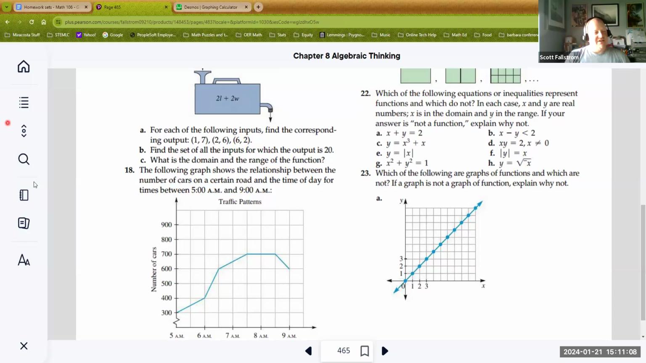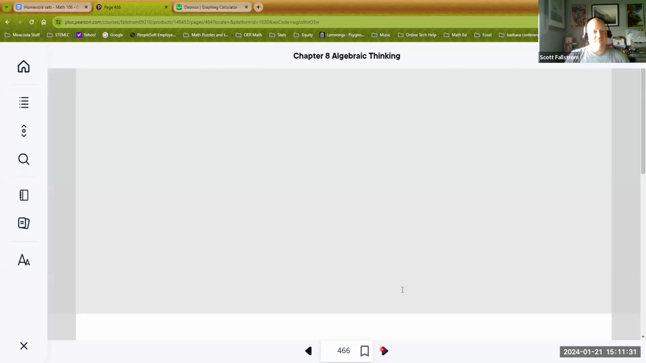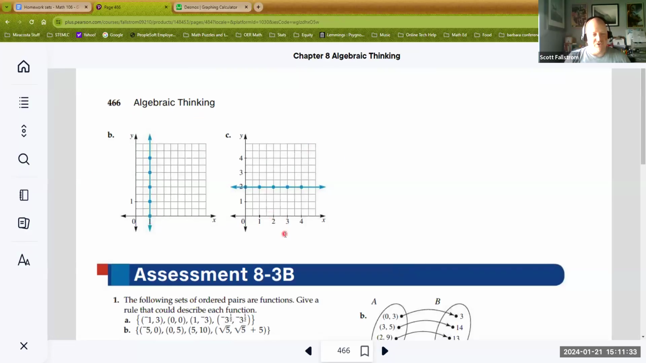Just remember, the key behind a function is each input, that would be each x value that you have, every single one of them, no matter where they are, has to map to exactly one y value, exactly one. If you see that an x value maps to more than one, it's not a function. Okay, so as you go to the next page, there are a few additional pieces there.